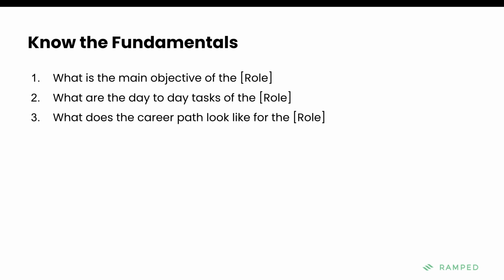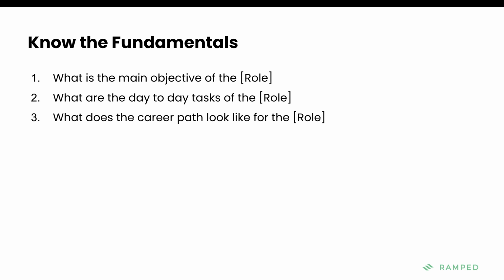Then we can go a little bit deeper and understand what are the day-to-day tasks of that role, right? What are you doing day in, day out? Again, if you're in sales, it's going out and finding new customers, talking to those customers, and selling them. If you're in product or engineering, it's going out there and doing customer discovery, starting to design your product, building your product, and then taking it to market.